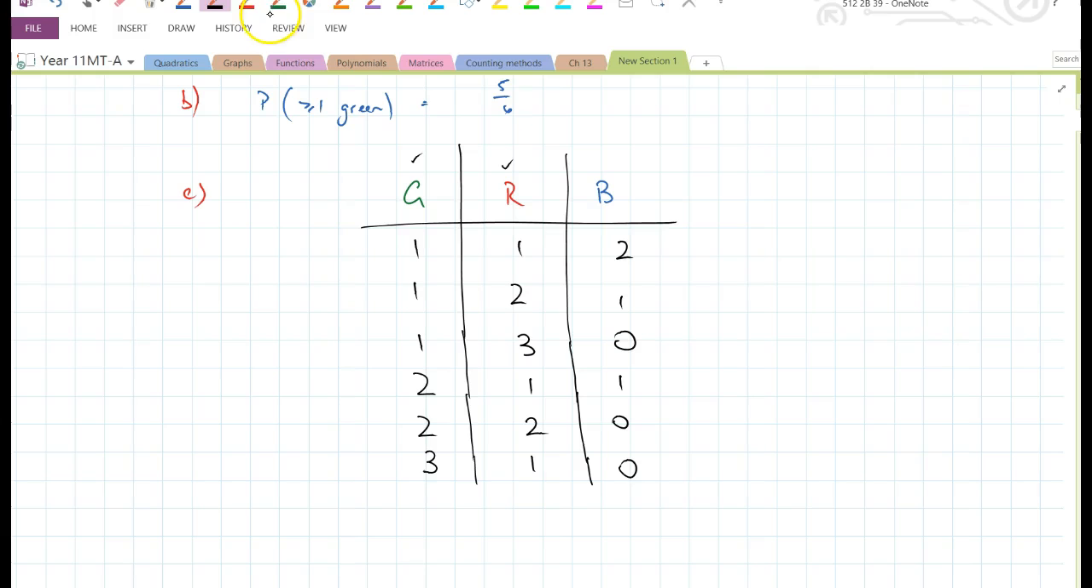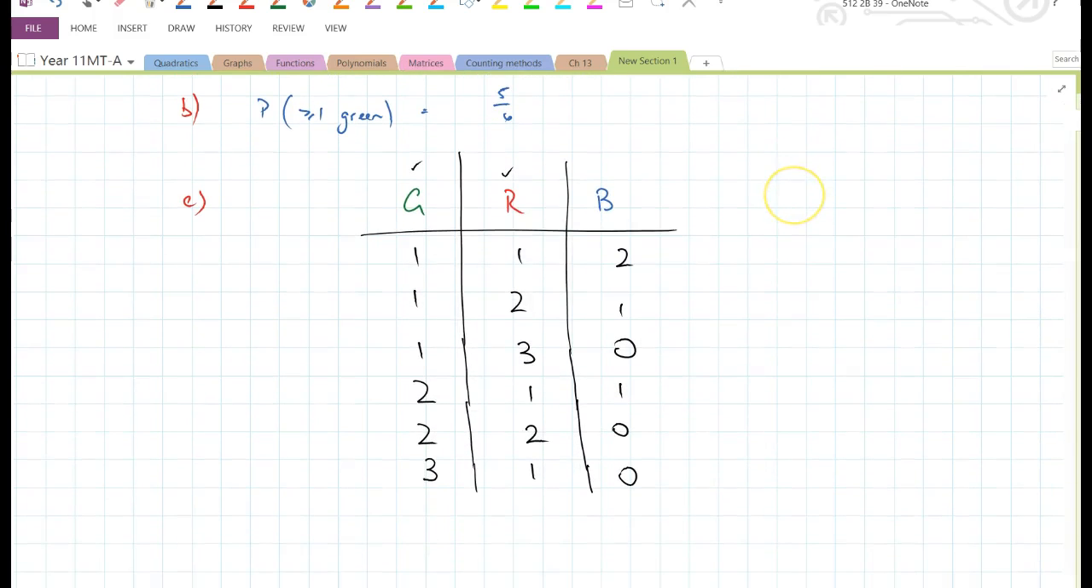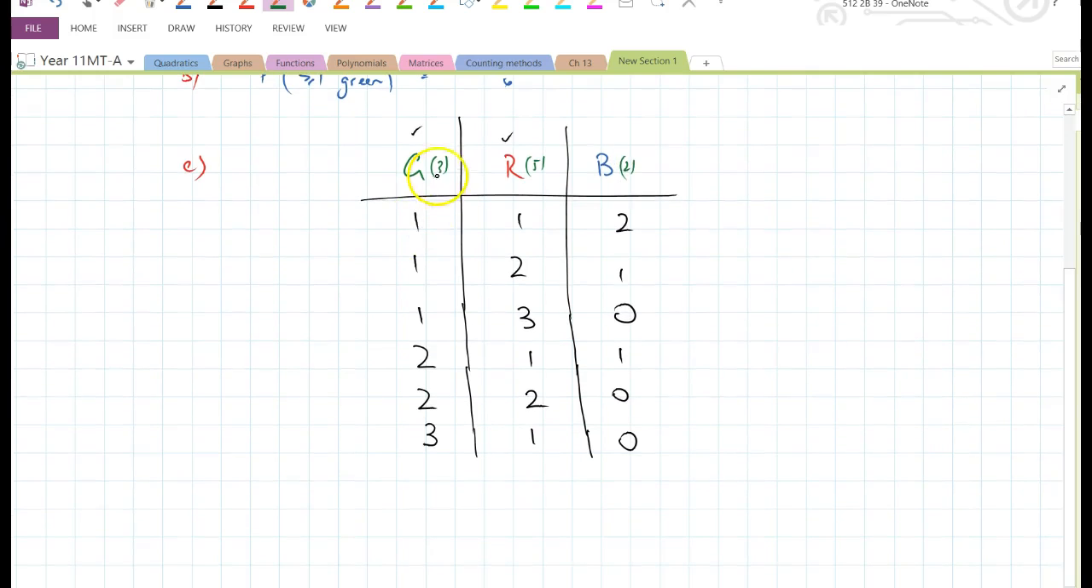So if we have a look at the numbers of these, we've got 3 green, 5 red, and 2 blue. This is 1 from 3, so that's 3, times 1 from 5 is 5, 3 times 5 is 15, 2 from 2 is 1, so there'll be 15 of those. 1 from 3 is 3, 2 from 5 is 10, so that's 30, 1 from 2 is 2, so that'll be 60 combinations of that.